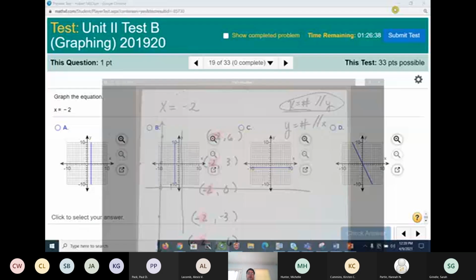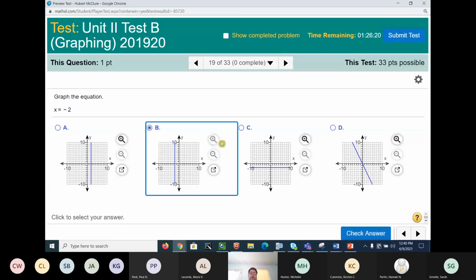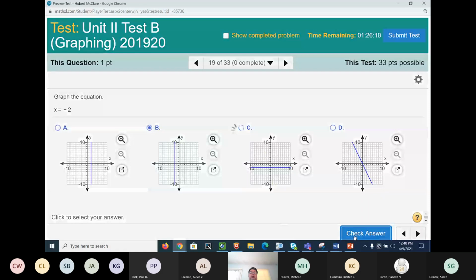So that would be, looks like Bravo. And you automatically know it's not Charlie and it's not Delta. So please put an X through that one and an X through this one. Please don't write on your monitor. Okay. And it would be Bravo. I don't think we went over one like that the other day.